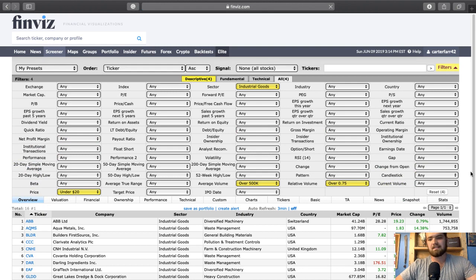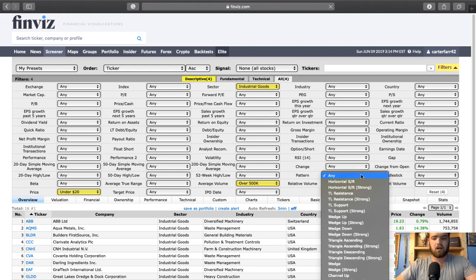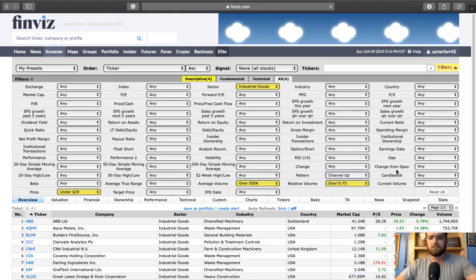So now we're down to 16. That is perfect. We're really starting to get an overall change here. We're going to click pattern as well because we want an upward pattern. So we want the overall stock to be going up. So channel up, you can filter that here.